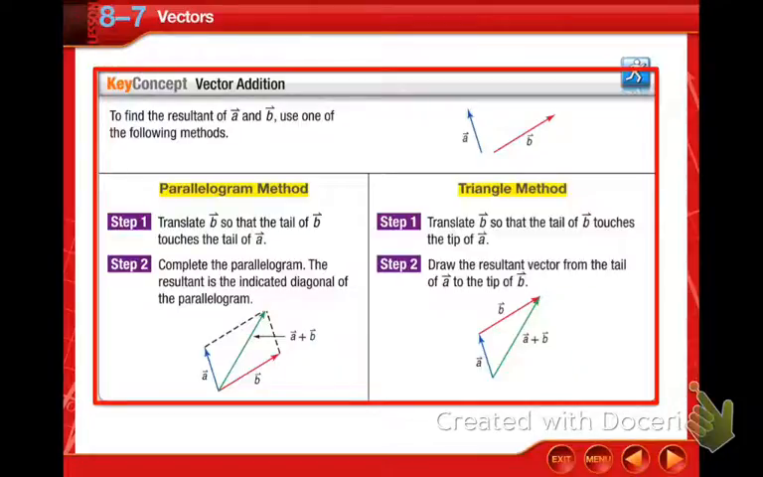For the triangle method, you would again put the heads together instead of head and tail together, and then connect the way you do in the triangle method to add.